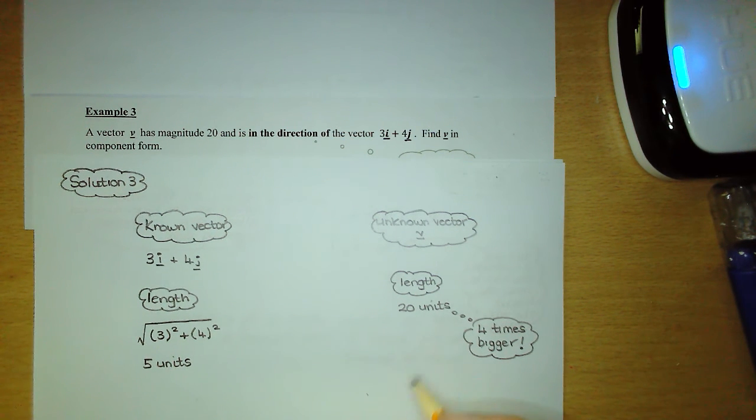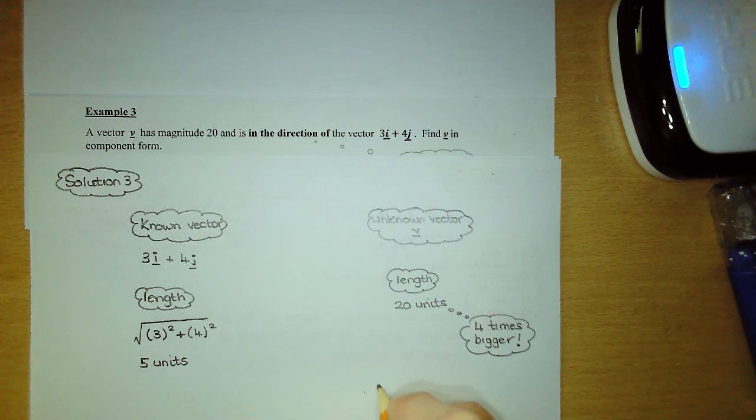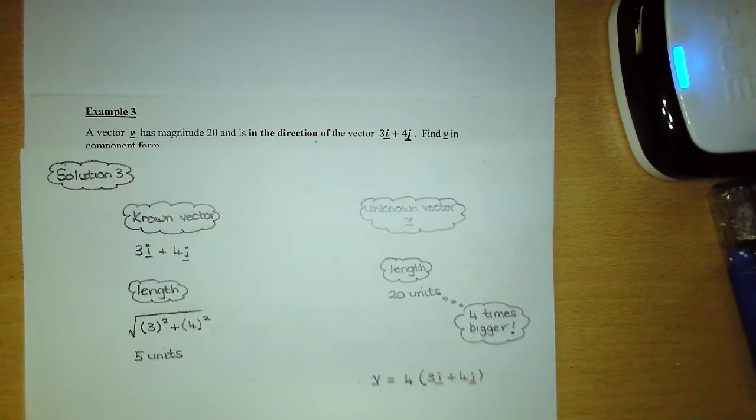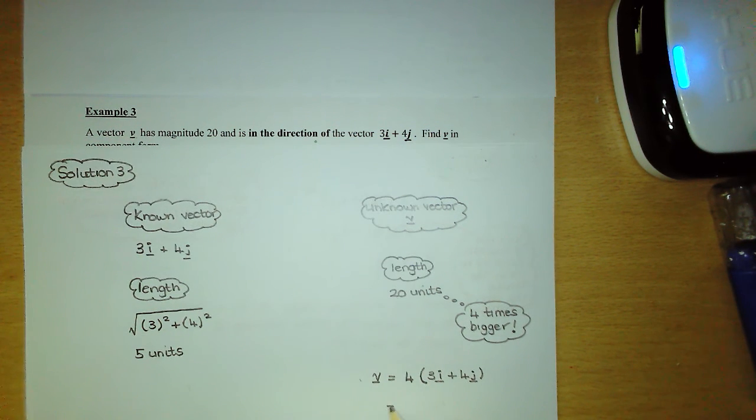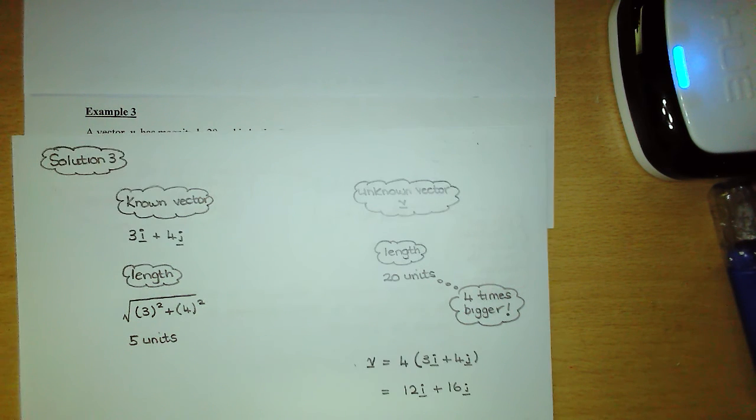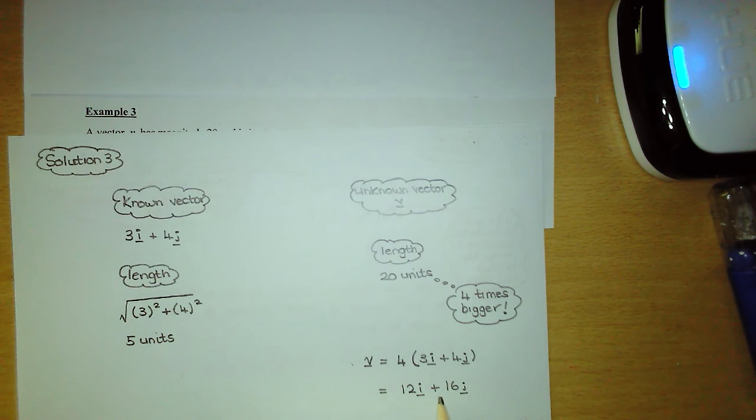So that means that vector v is equal to 4 times the known vector 3i plus 4j. So multiply the i and j components by 4, so that's going to give us 12i plus 16j. And that's going to be our answer. So that's what vector v is in component form.